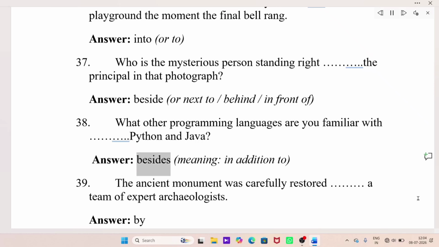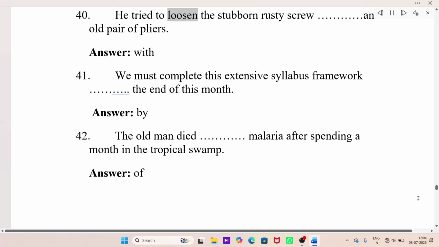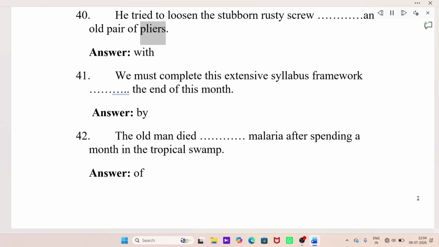Answer: besides, meaning in addition to. The ancient monument was carefully restored ___ a team of expert archaeologists. Answer: by. He tried to loosen the stubborn rusty screw ___ an old pair of pliers. Answer: with.